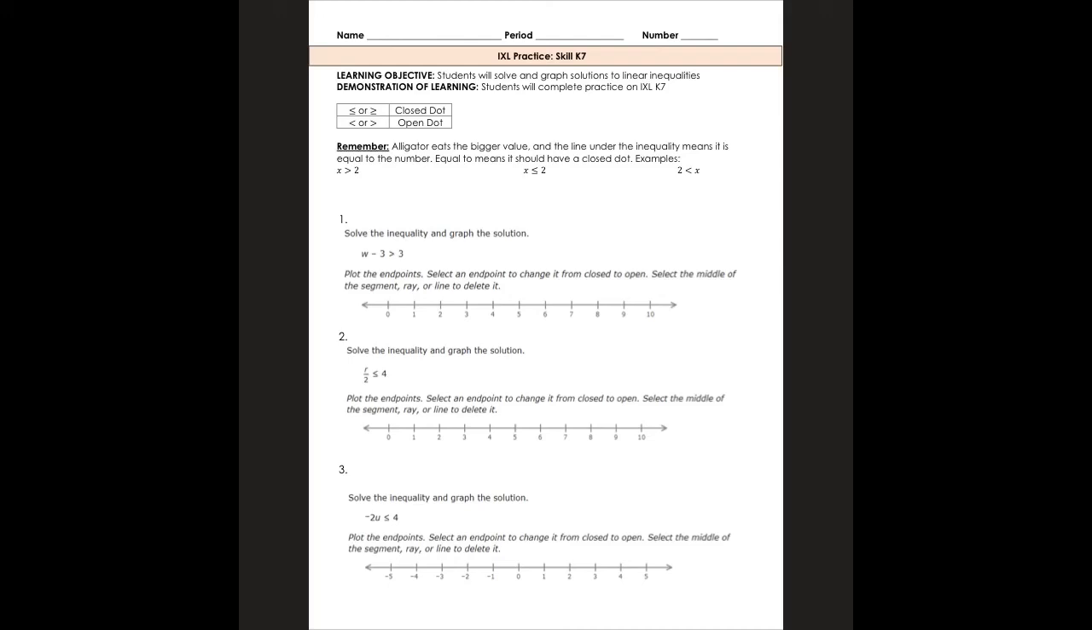This is IXL Practice Skill K7. Students will solve and graph solutions to linear inequalities.